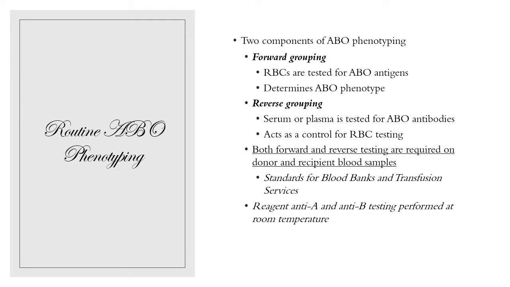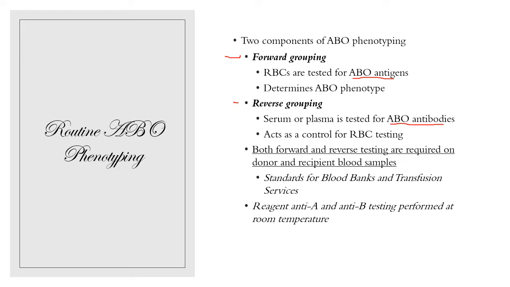Okay, routine blood typing, phenotyping. So when you do phenotyping in the laboratory, there's 2 tests that are done. The tests are the forward grouping and the reverse grouping. The forward grouping, red blood cells are tested for ABO antigens. Remember, the antigens are where? Red blood cells have antigens. Determines the ABO phenotype. Reverse grouping, serum or plasma, is tested for ABO antibodies. Acts as a control for red blood cell testing because these 2 should match. In essence, they would be the reverse of each other.